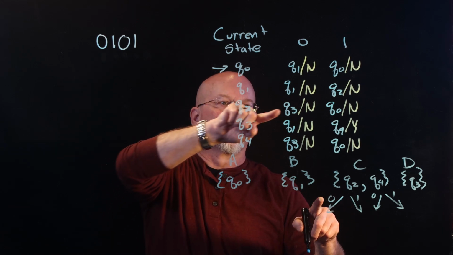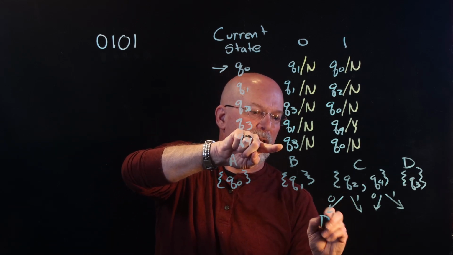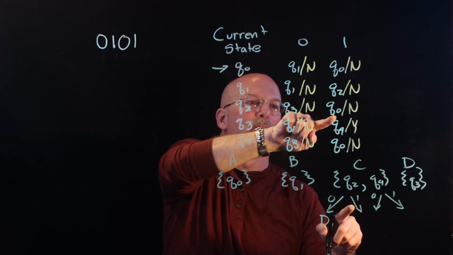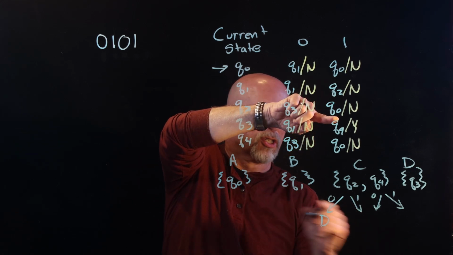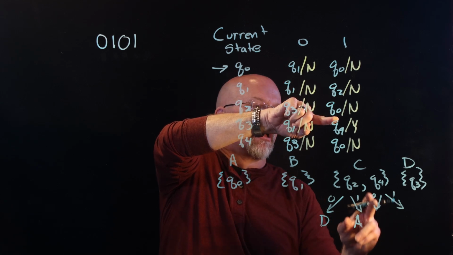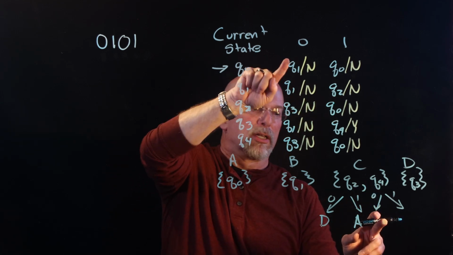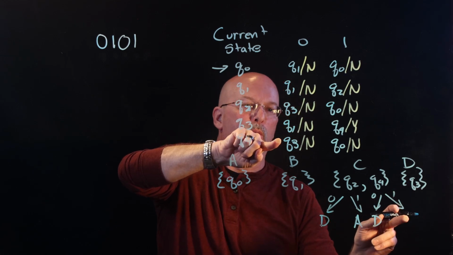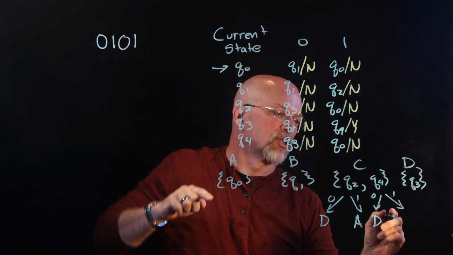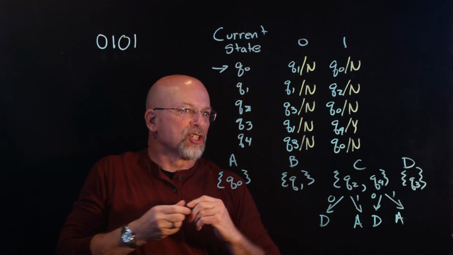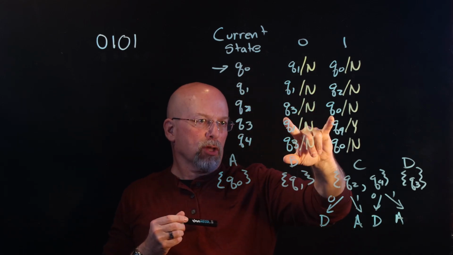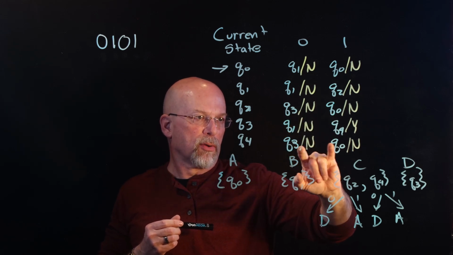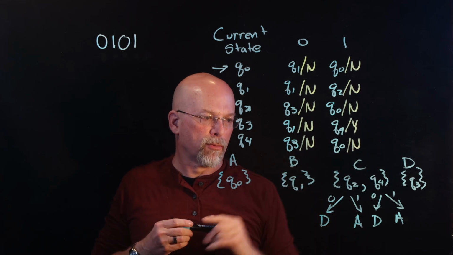For a 0, Q2 goes to Q3, which is set D. For a 1, Q2 goes to Q0, which is set A. All right. Q4, whenever you get a 0, we're going to Q3, which is set D. And when you get a 1, we're going to Q0, which is set A. And we actually could have seen that because if you look at these guys right here, you see that Q3, Q0, they're the same. No, no for both of those.